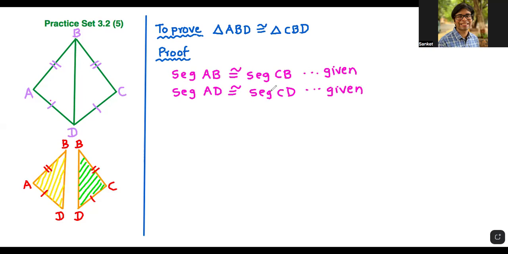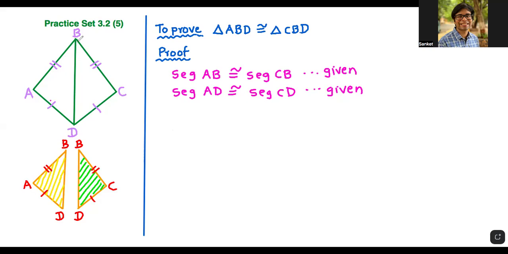Now, I always need three parts or three elements to prove two triangles to be congruent. And the four tests that I have are SSS test, SAS test, ASA test, and hypotenuse side test. So here, I know that two sides are congruent. So I need one more part to prove that the triangles are congruent.